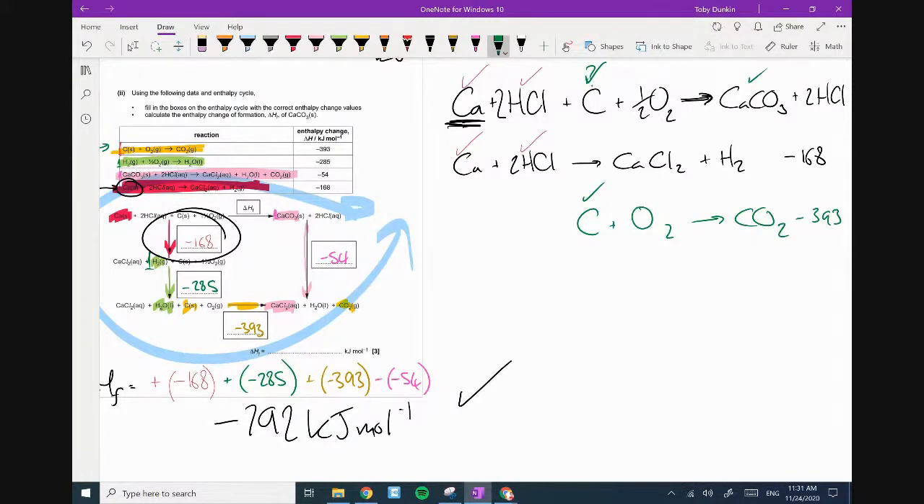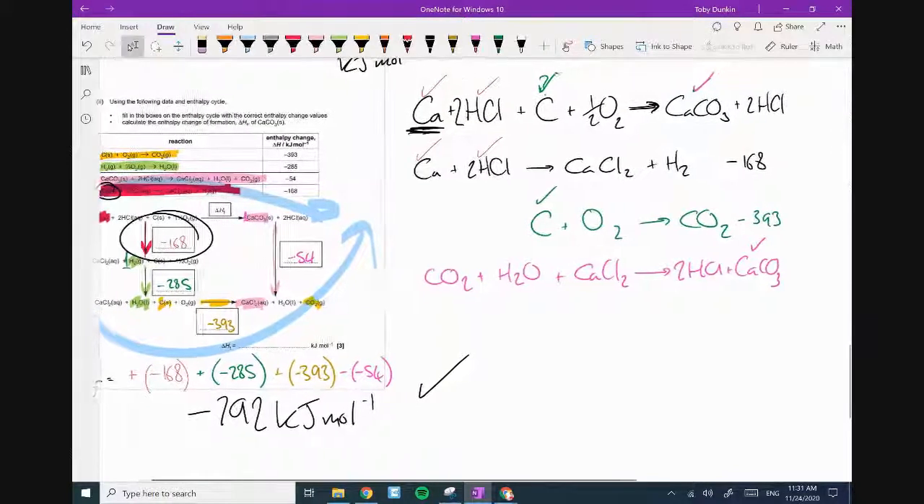Where do I find calcium carbonate? There's only one equation with calcium carbonate in it, and that's pink. And the calcium carbonate is on the wrong side of the equation. So I'm going to turn the entire equation around. I'm going to write CO2 plus H2O plus calcium chloride goes to 2 HCl's and calcium carbonate. And there is my calcium carbonate.